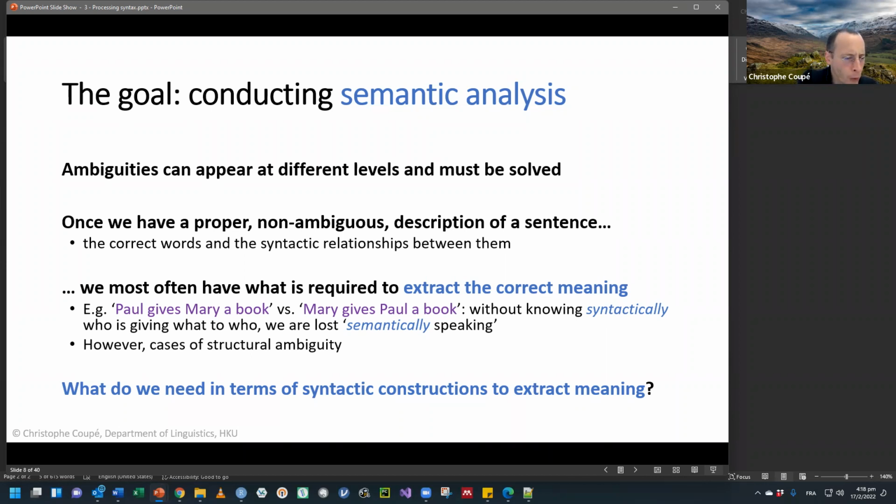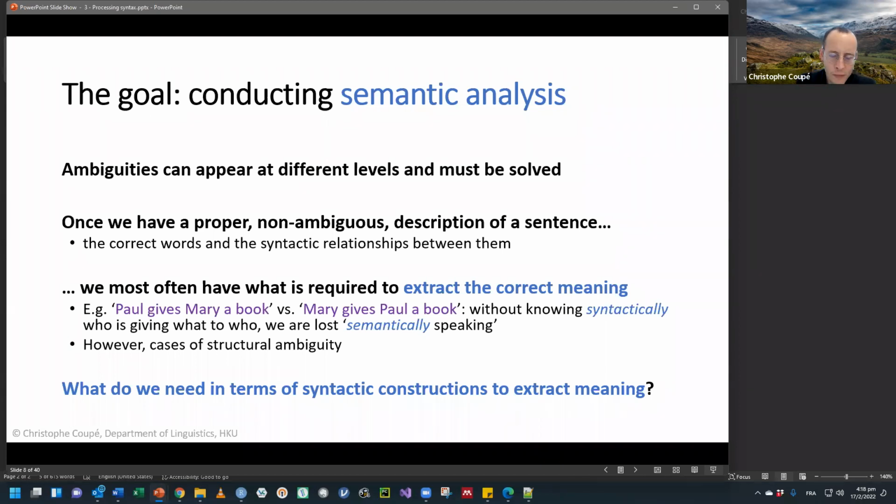If you have "Paul gives Mary a book," or "Mary gives Paul a book," if you cannot have the computer tell you what is the subject, is it Paul or is it Mary? Who is the recipient? Is it Paul or is it Mary? Then you are kind of lost. You don't know who gives what to who. Sometimes you cannot know, like the structural ambiguity we saw just before. But if you can manage, then that's really nice. Then you can do a lot of additional things.